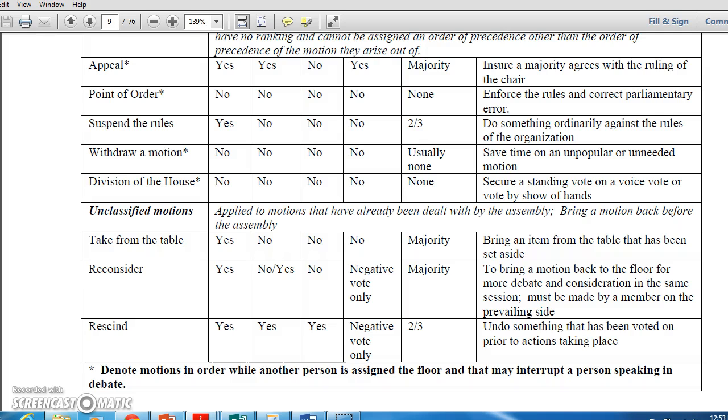So I encourage you to look over this chart. We will be using this chart and the motions contained in it whenever we do any practice parliamentary procedure demonstrations, and the motions found on this chart will be a part of your Unit 1 test.